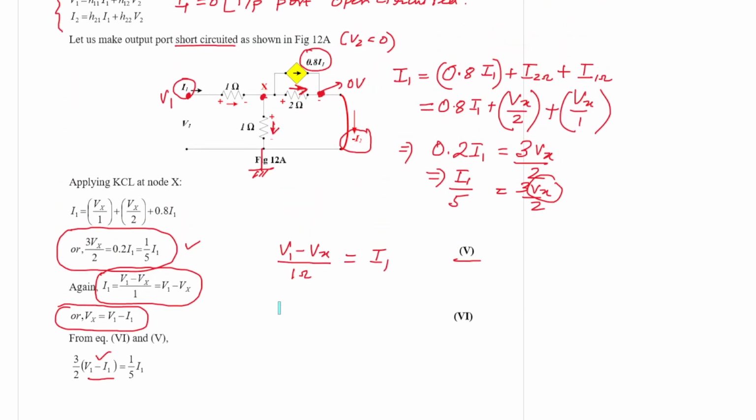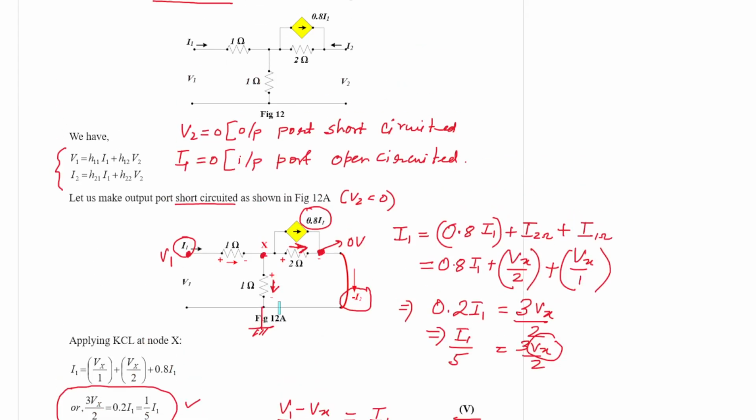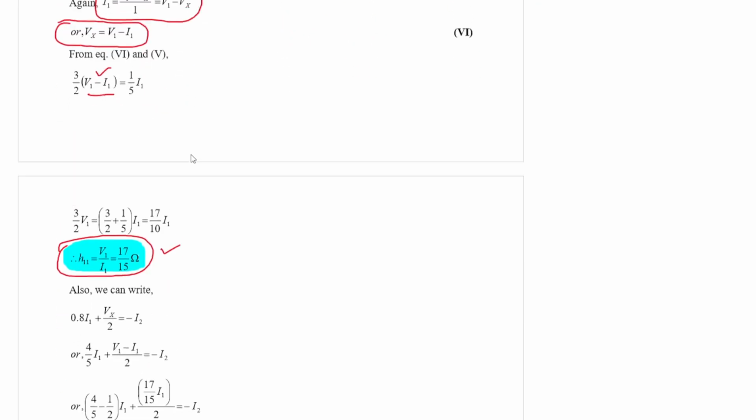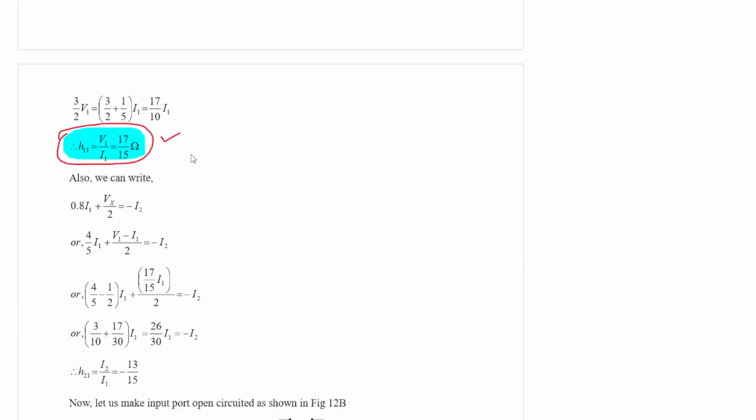And similarly, if we proceed, we get H21 as I2 by I1, of course with V2 equal to 0. So let us try to find out the relationship between I2 and I1, right? So 0.8 I1 plus Vx by 2 is equal to minus I2.